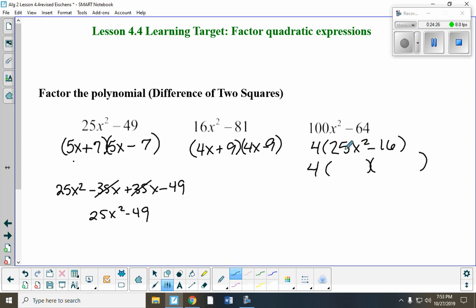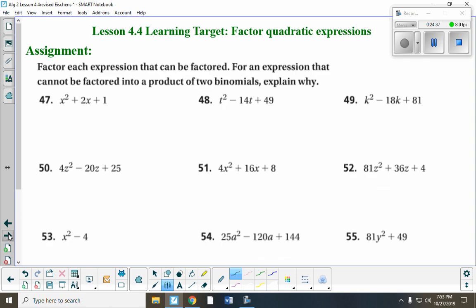Now again, you have the difference of two squares. So 5x times 5x, 4 times 4, a plus and a minus.